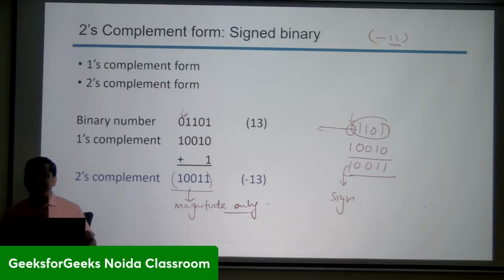If you want to find the magnitude of any given 2's complement, then you have to subtract 1, and then find the 1's complement of the subtracted value. That will give you the original magnitude. Just check it. 1 0 0 1 1 subtracted by 1 is going to be 1 0 0 1 0, and now get the 1's complement of this, 0 1 1 0 1, which represents the magnitude, that is 13.